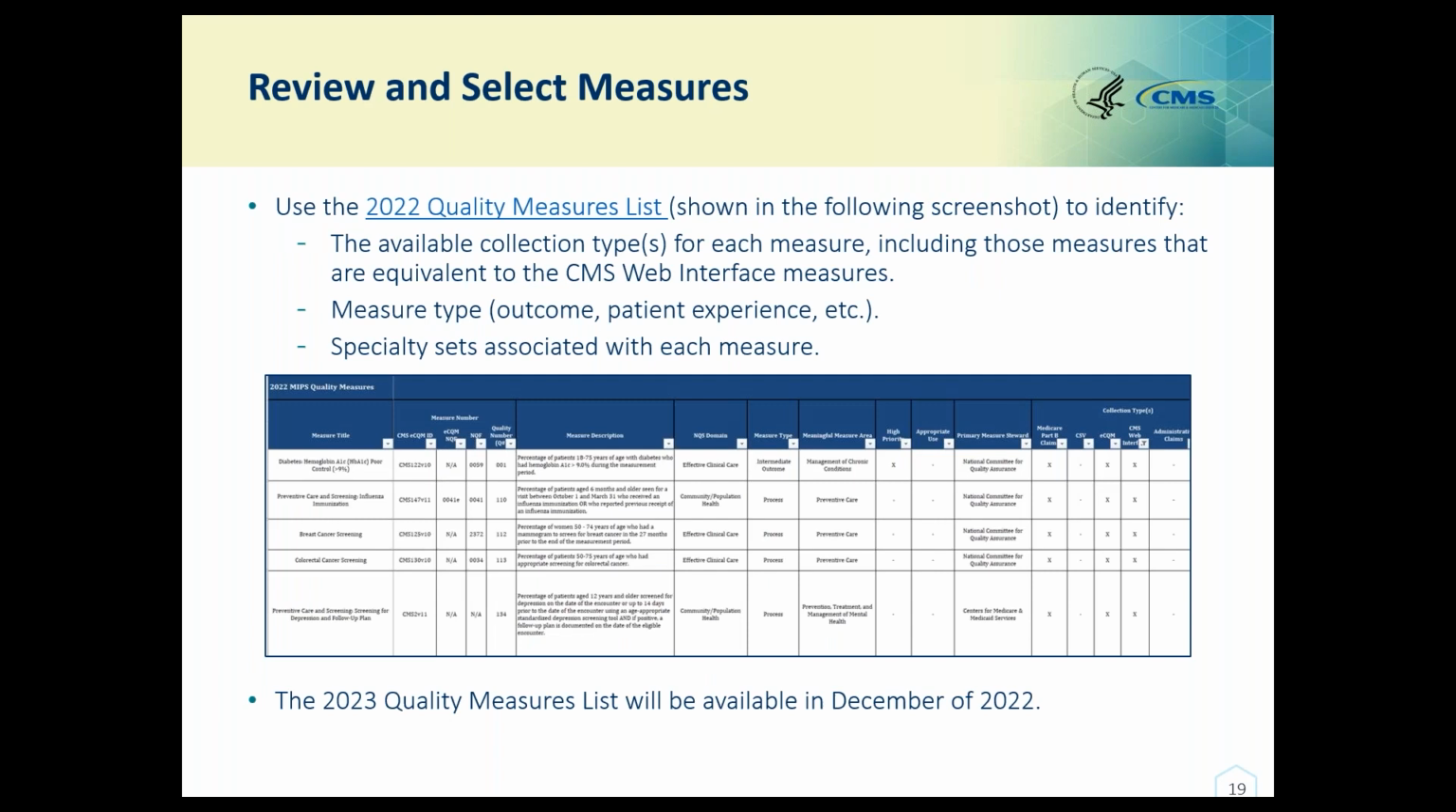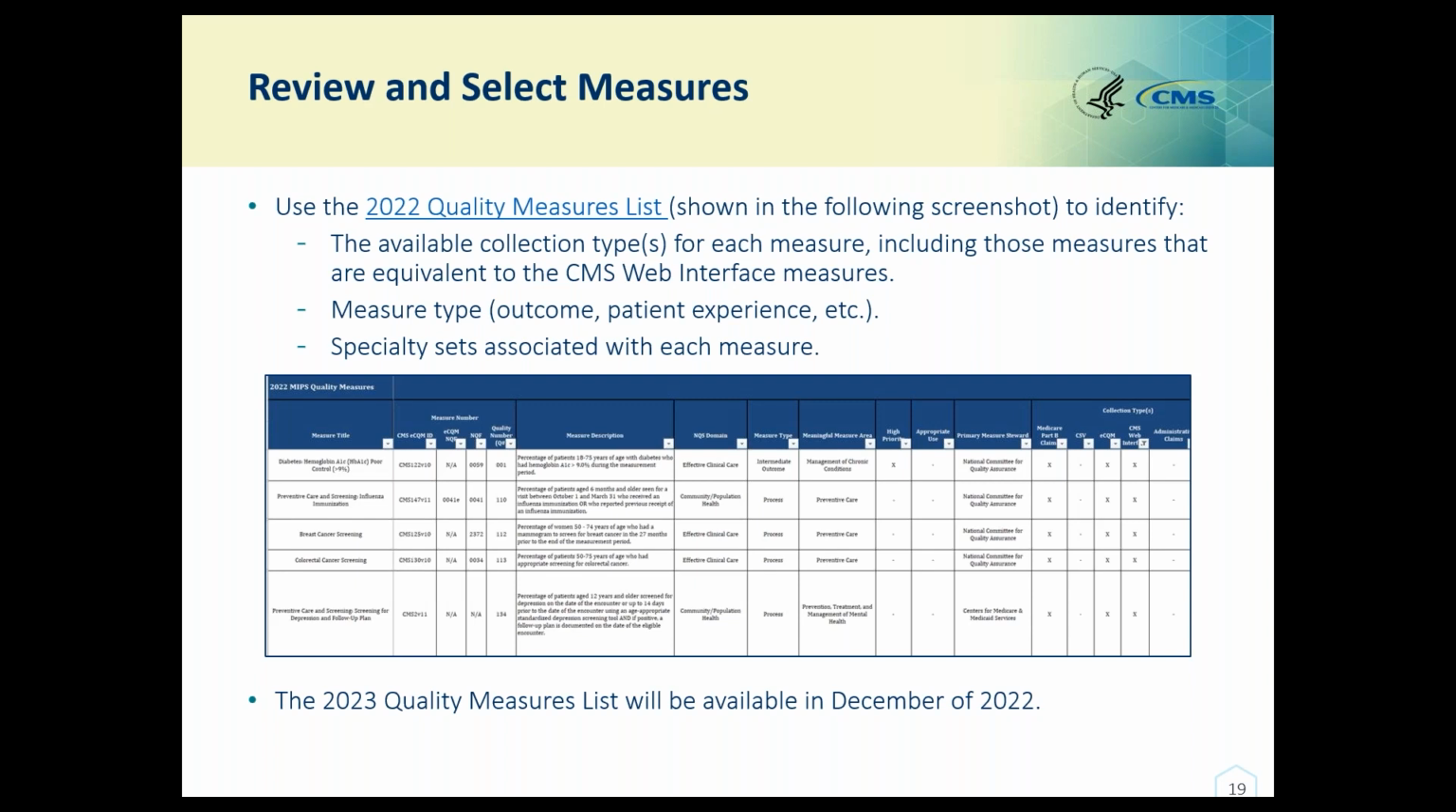The 2022 measures list, shown in the screenshot here, can be used to identify applicable measures. The measures listed include the available collection types for each measure, including those measures that are equivalent to the CMS Web Interface measures, measure type, such as outcome, intermediate outcome, process, patient experience, etc., and specialty sets associated with each measure. You can sort the measures list on any of the columns, including by collection type, to determine which option may be most applicable to your group based on the type of care you provide.